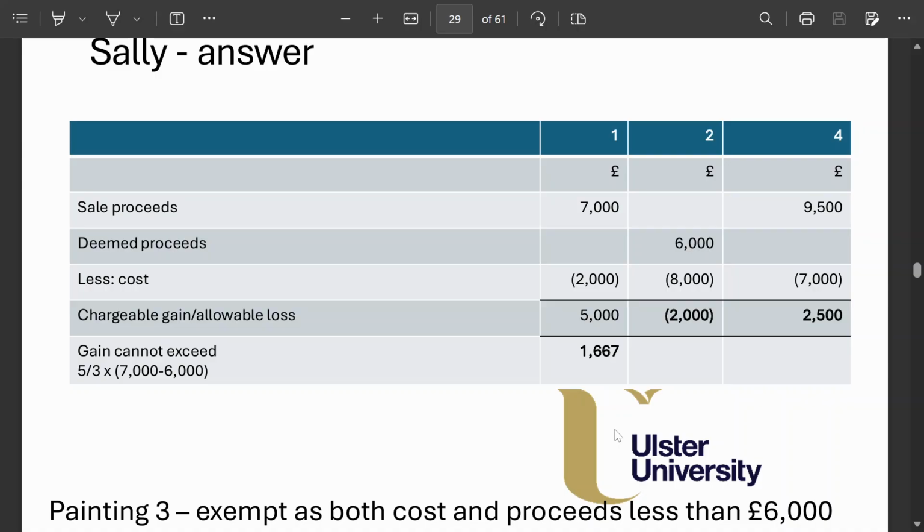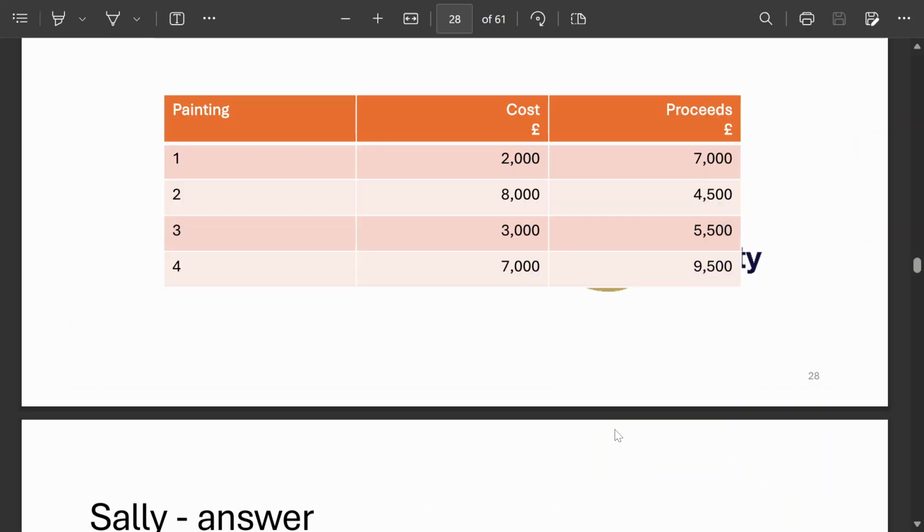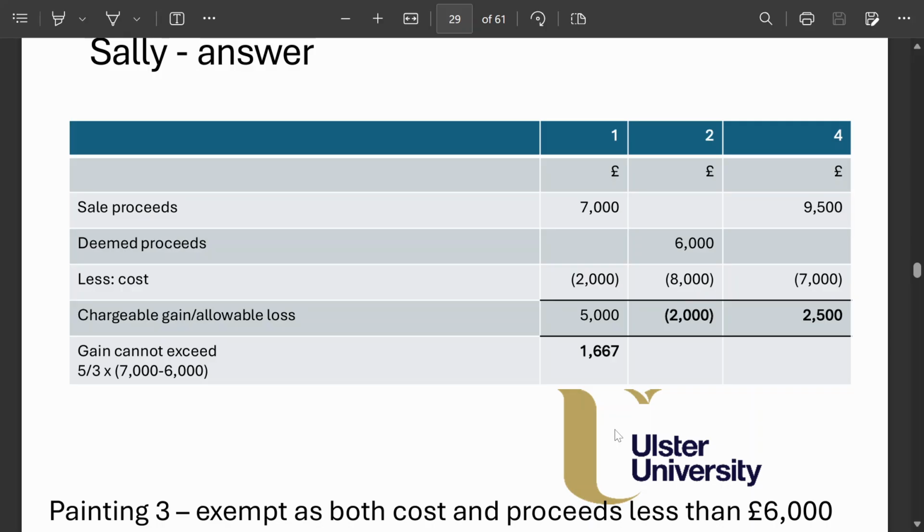So it will be governed by that 5/3 rule, because you bought it for 6K or less and you sold it for more than 6K. So in this case, we will calculate the normal gain first, which is sale proceeds of 7,000 and cost of 2,000. So there's a 5,000 normal gain. Okay, this is under the first calculation, which is the normal CGT. But then we have to take the 5/3 times the sale proceeds minus 6,000.